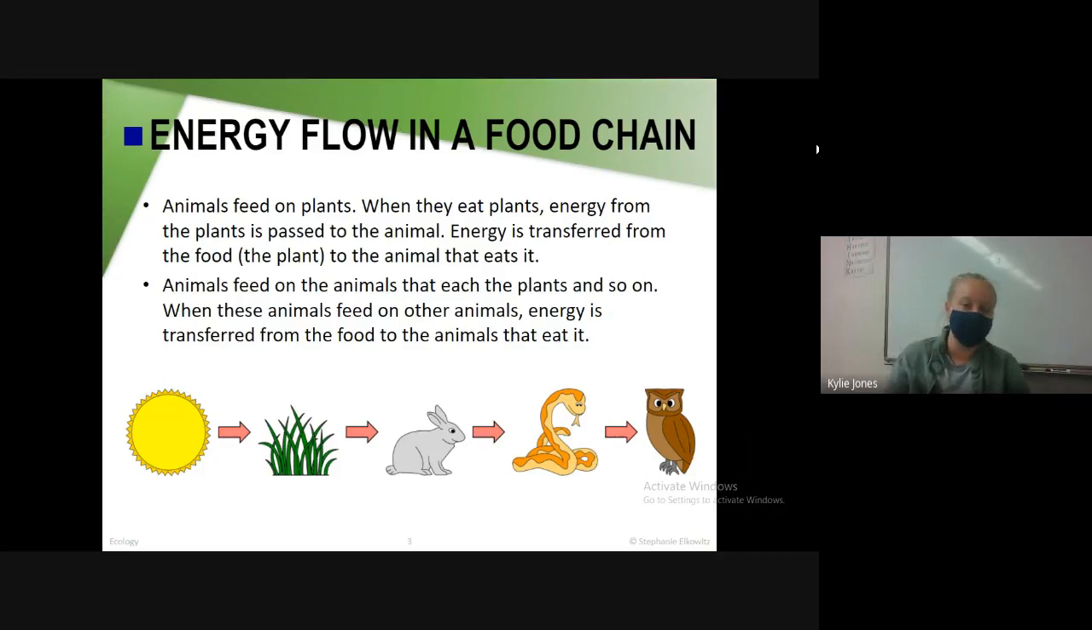Okay, and then animals will feed on those other animals that ate the plants, and so on. So when these animals feed on other animals, so when they eat them, the energy is transferred from the food that they're eating to the animals that are eating it. Okay? So the energy goes from one animal to the next as it gets eaten by another animal.